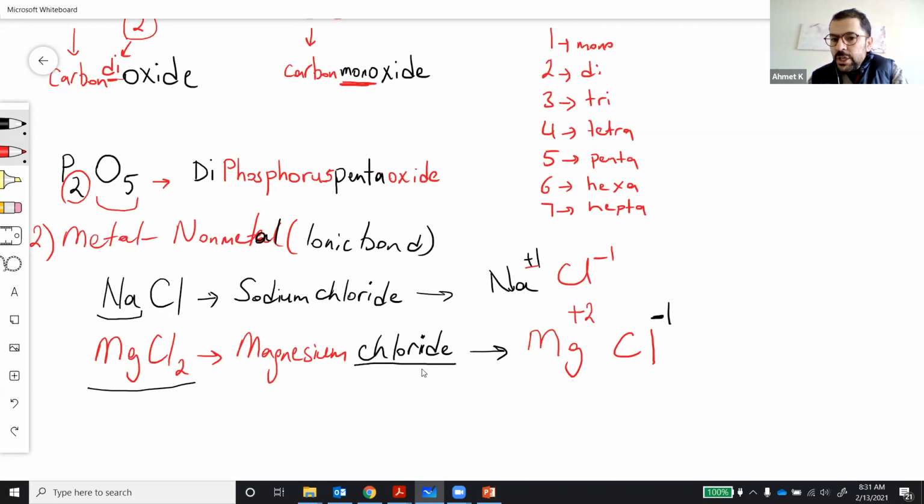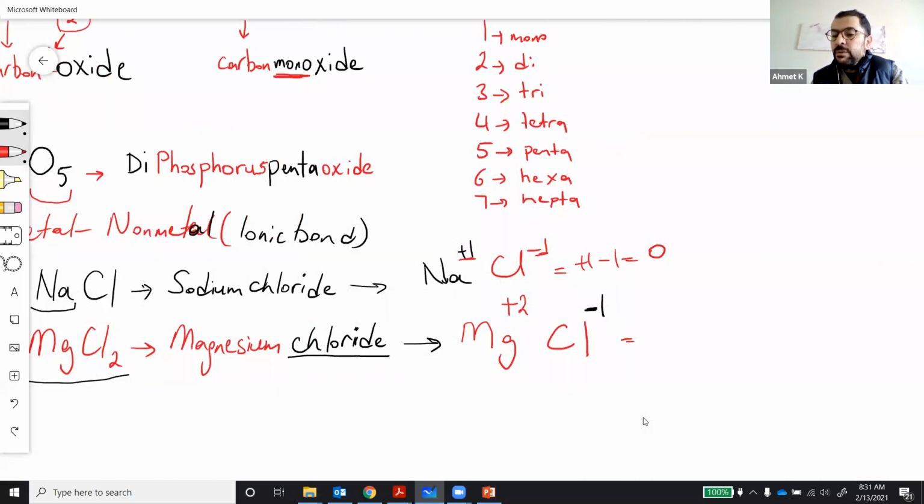Whenever you add charges up, you don't want to have any extra charge. So +1, -1, it's 0. But over here, as you can see, there's a +2 here and -1 here. When you add them up, what do you get? You get +1. Nobody wants to have extra burden, extra charge. At the end we always want a neutral molecule. So you need to make this molecule happy. How are you going to do that?